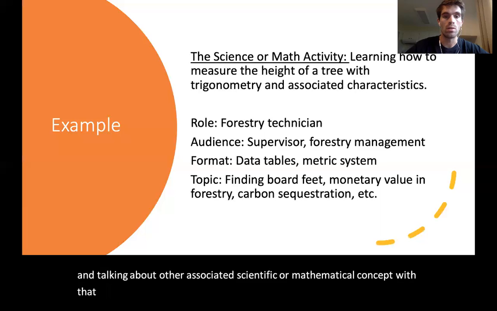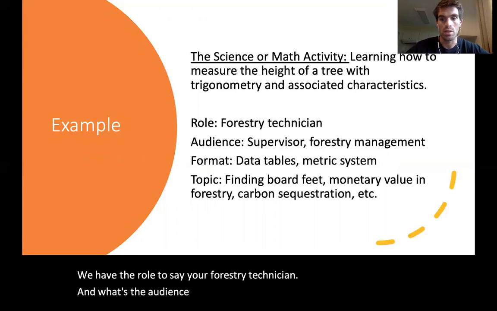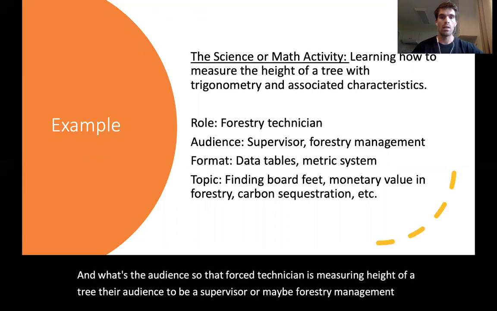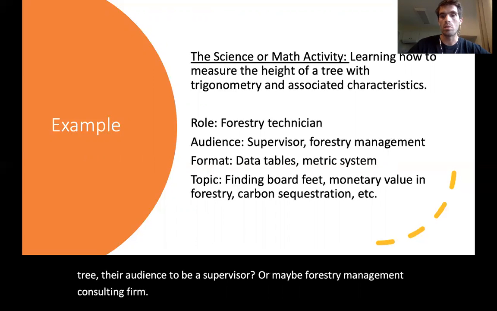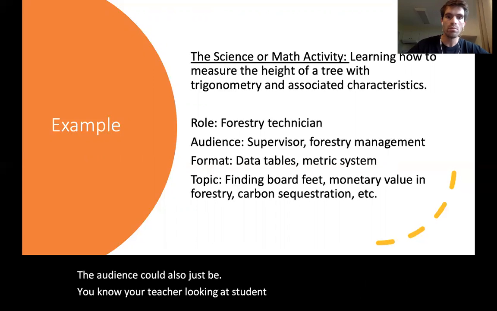And so using RAFT, we have the role, let's say you're a forestry technician. And what's the audience? So that forestry technician is measuring the height of a tree. Their audience could be a supervisor or maybe a forestry management consulting firm. The audience could also just be your teacher looking at a student measuring a tree.